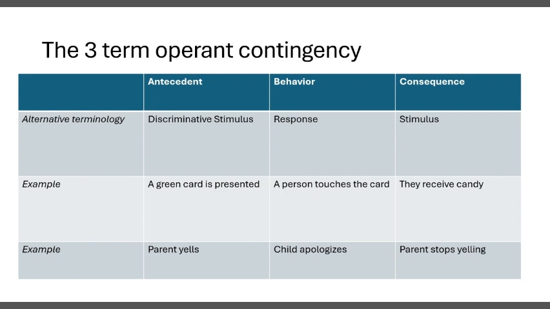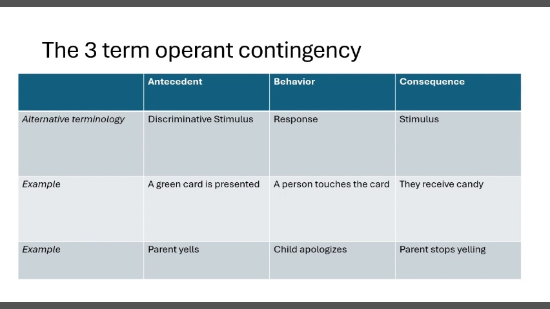So one example could be in the presence of a green card, person touches the green card and they receive something tangible like candy. Another example could be a parent yells. In the presence of a parent yelling, a child apologizes, and the result of that is that the parent stops yelling.